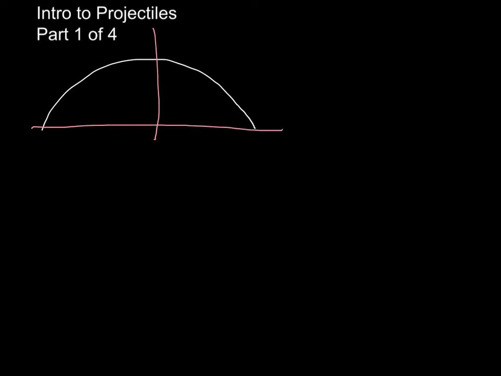So first of all, projectiles are just basic, you guys know. It's an object that is tossed or launched, and the important thing that we're going to be looking for is that it travels in both the x and y direction, so that we see that there's actually change in the x and change in the y.